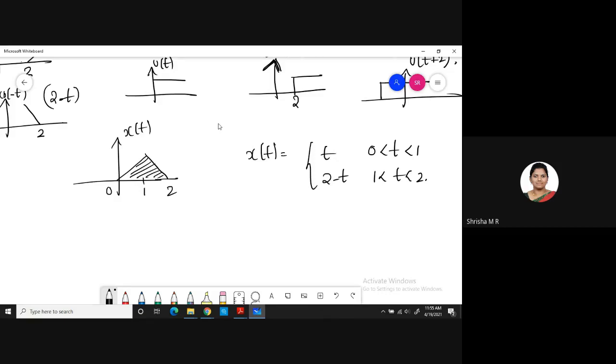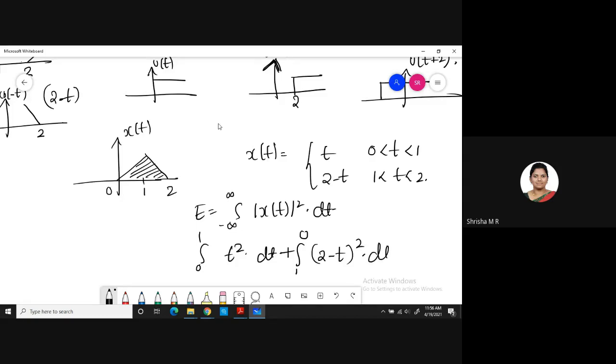So what is the equation for energy? E is equal to the integral from minus infinity to infinity of modulus of x of t squared into dt. Fine. So from 0 to 1, what is the equation? It is t square into dt. And from 1 to 2, what is the equation? It is (2 minus t) whole square into dt. Now calculate the energy of this triangular wave.